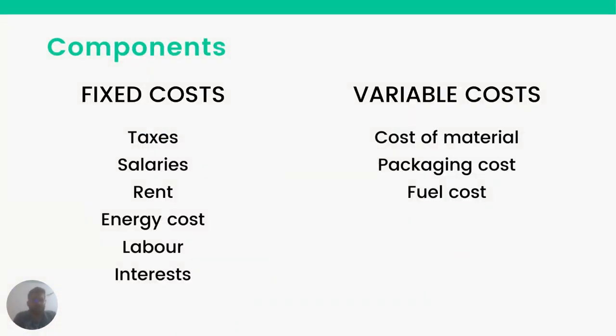Now, break-even point has two components: fixed costs and variable costs. So the total cost of production is divided into fixed costs and variable costs, wherein fixed costs include costs that do not change over a long period of time, like taxes, salaries, rent, energy cost, labor cost, and interest that should be paid for loans. Whereas variable costs change periodically, every month or every year, like the cost of material, packaging cost, and fuel cost.